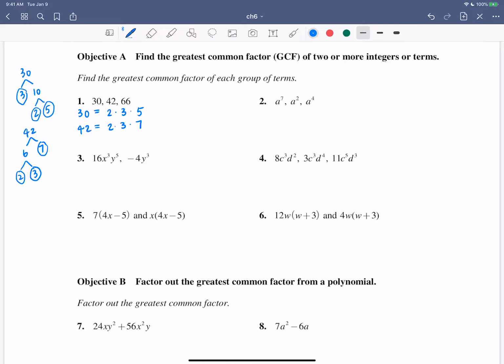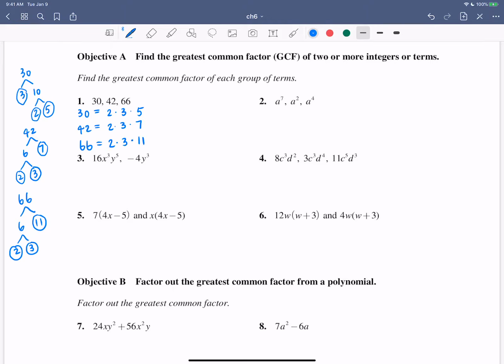Now moving on to 66. A common way to do 66 will be 6 and 11. 11 is a prime number, circle it. Under 6, we have 2 and 3, and again, each of them is a prime number, so circle them. Therefore, we have our prime factorization for 66, which is 2 times 3 times 11.